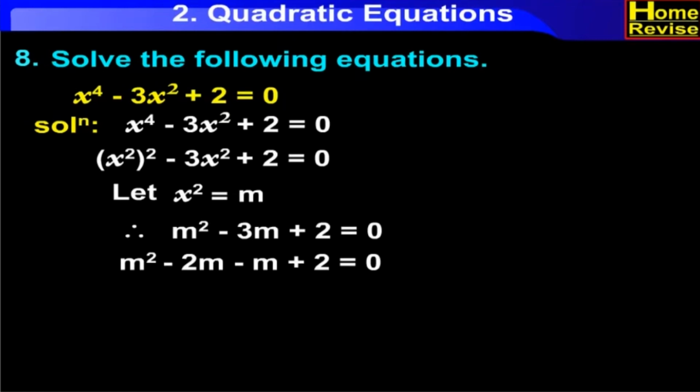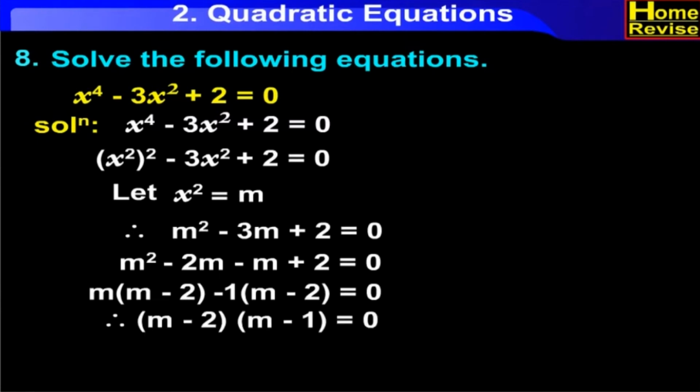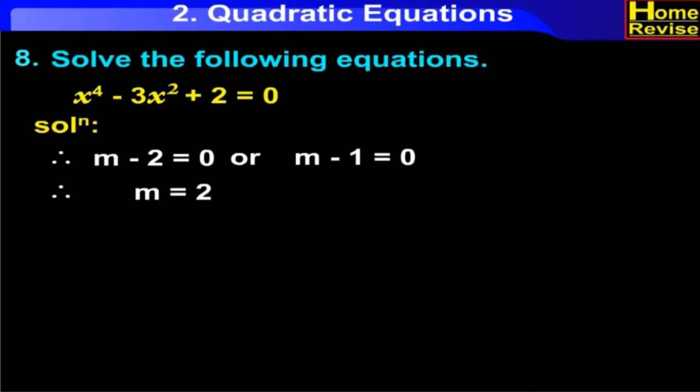Taking out m common from the first two terms, we have m (m minus 2). And taking out minus 1 common from the next two terms, we have minus 1 (m minus 2) is equal to 0. Therefore, (m minus 2) into (m minus 1) is equal to 0. Therefore, m minus 2 is equal to 0 or m minus 1 is equal to 0. Therefore, m is equal to 2 or m is equal to 1.